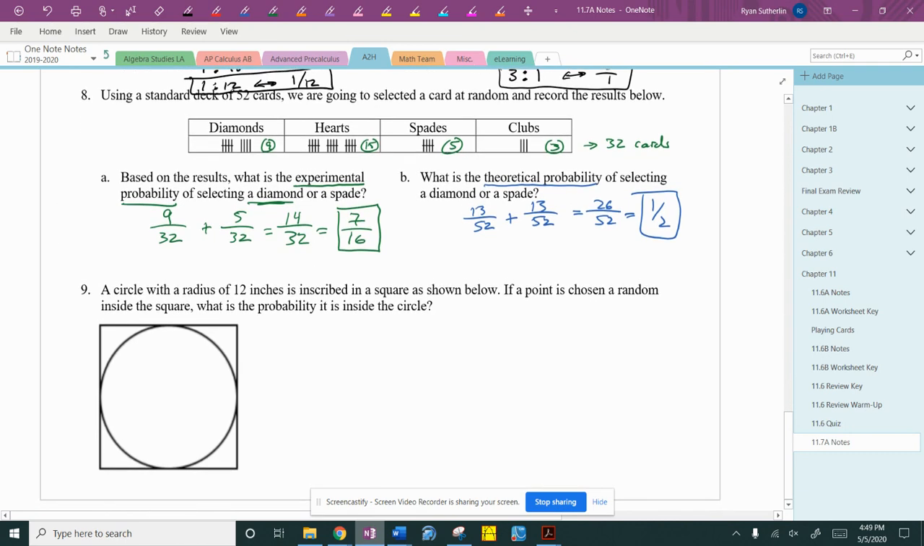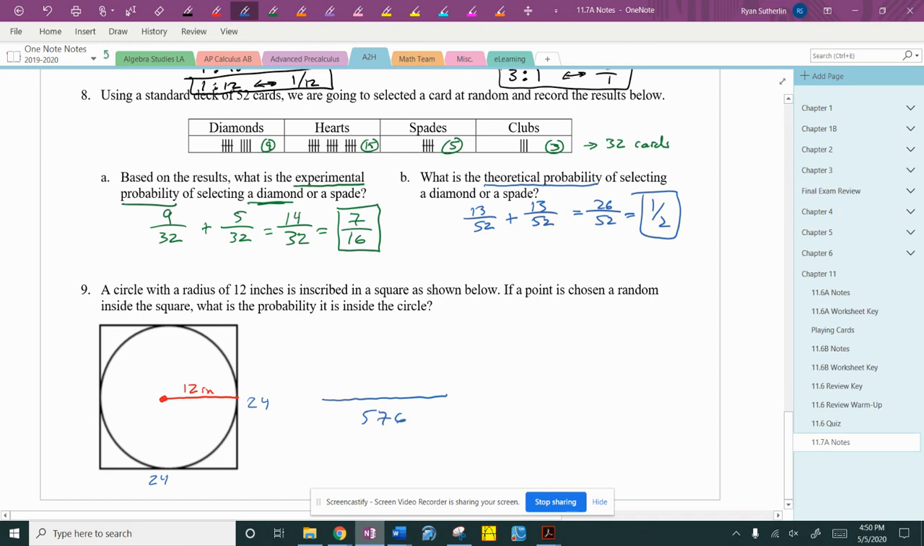All right, last one. All right, some geometry here. A circle with a radius of 12 inches is inscribed in the square shown below. If a point is chosen at random inside the square, what's the probability that it's inside the circle? Okay, so my sample space would be everything here. And I have a square. If this is 12, that means this is 24. This is 24. So my probability of my sample space is just the area of that square. We'll just do 24 squared, which is 576.